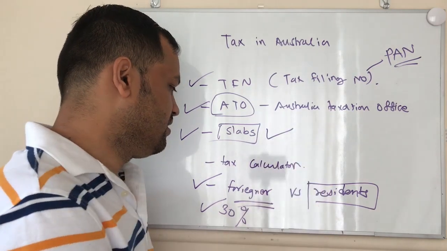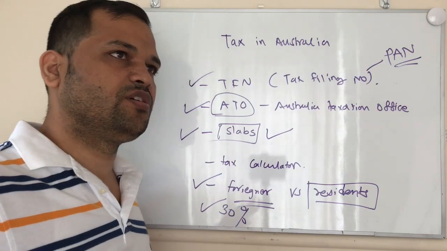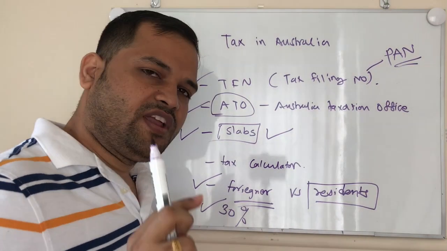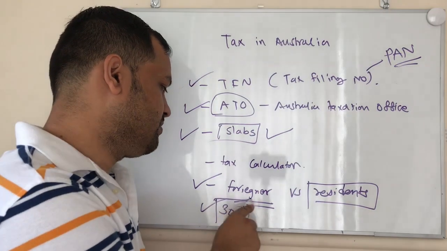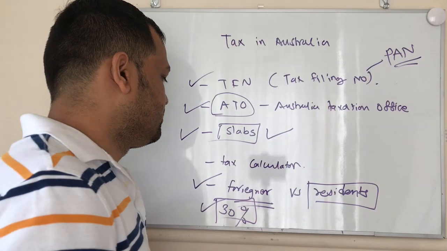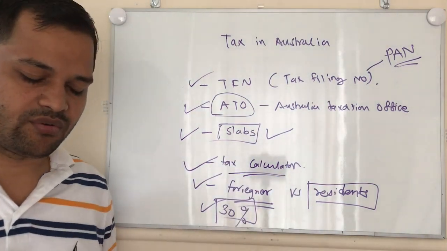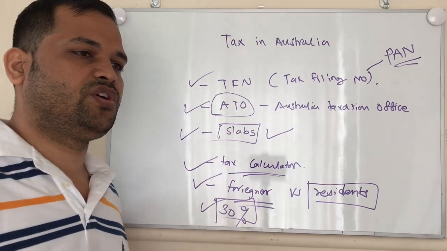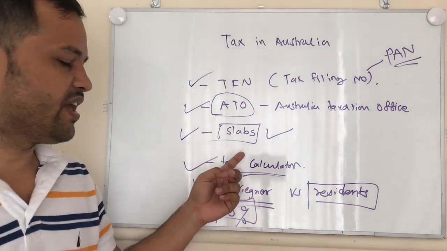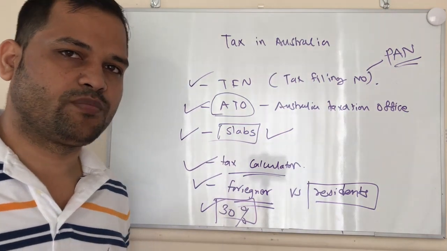And if you are considered a foreigner, let us say you just worked for 3 months and then went back from Australia, then it is a flat 30%, so very high tax you have to pay if you are a foreigner for tax purposes. Then there is also something called a tax calculator. Using the tax calculator, you can calculate how much tax you owe to the Australian government. So I will show these two things, the slabs and the tax calculator, on the computer. So let's switch to the computer now.